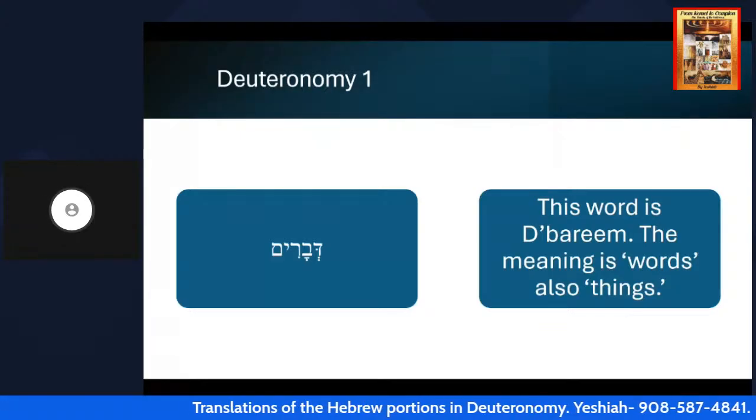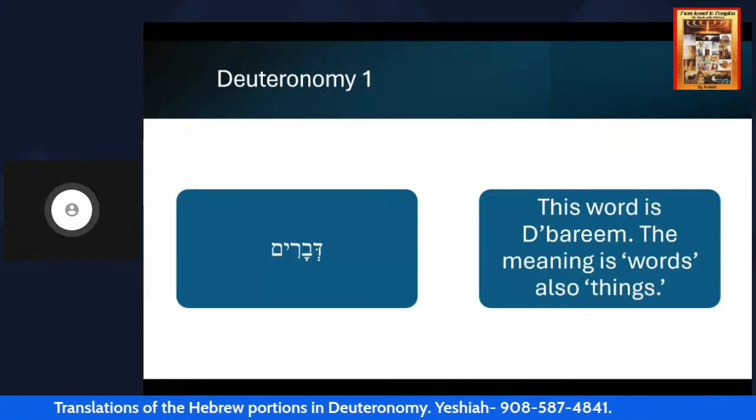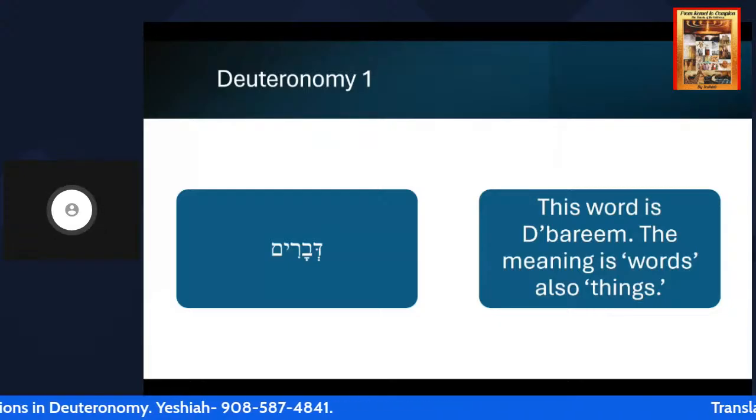All right. So now let's look. This word is debarim. The meaning is words, also meaning things.